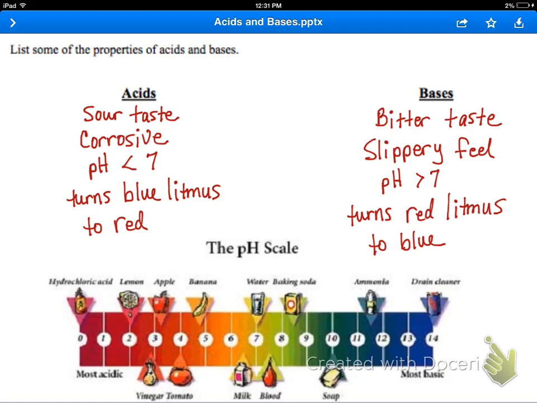Bases have a bitter taste, and they have a slippery feel to them. Their pH is higher than 7, and red litmus paper will be turned to blue by them. And here's a picture of the pH scale.